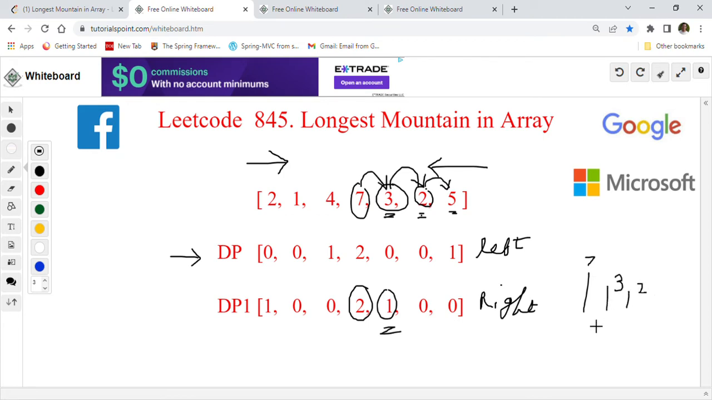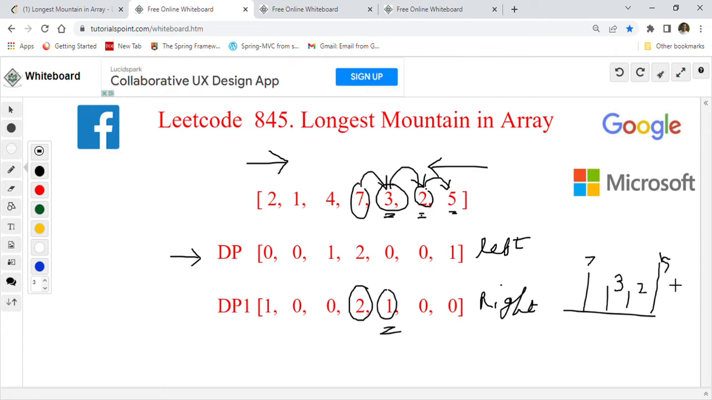If I plot on the graph, this is the right side of the mountain, right? This 5 will be bigger than 2, so it will not contribute into the mountain, correct? And then this remaining 4 cannot contribute because this 7 is greater than 4, right? So it will just put 0. 4 is greater than 1, right? We'll put 0, right? Then for 2, 1 is greater than 2, so we'll put 1 here, right?